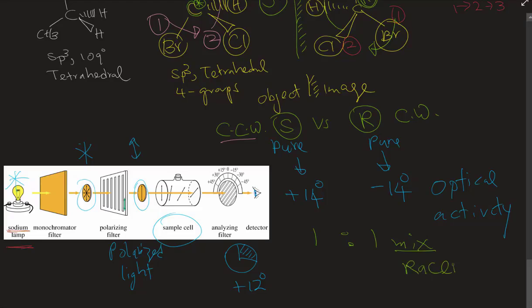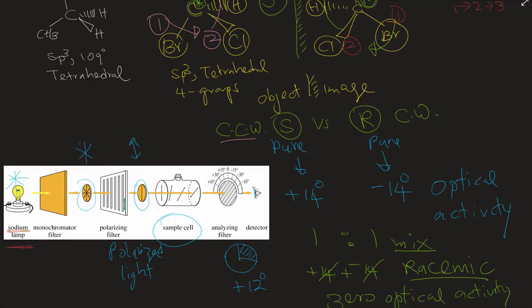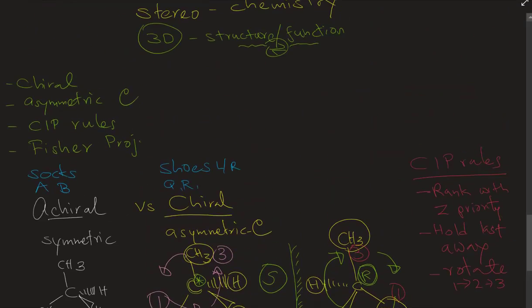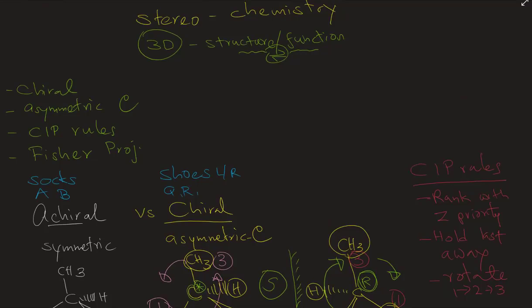Now, if you have a 1-to-1 mixture of S and R, that's called a racemic mixture. Now, what does the racemic mixture do? See, the 14 plus and 14 minus cancel out. That's a zero optical rotation. So that's what actually happens. If I have a 50% mixture or 1-to-1 mixture of the S and R molecules, that will cancel out the optical rotation. So it makes sense, right? That means 50% turns left, 50% turns right, and it cancels out.